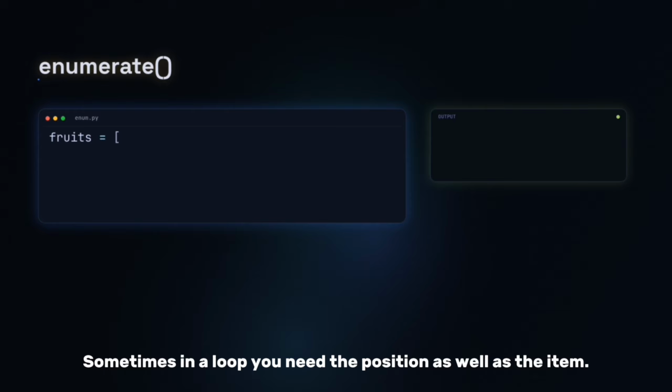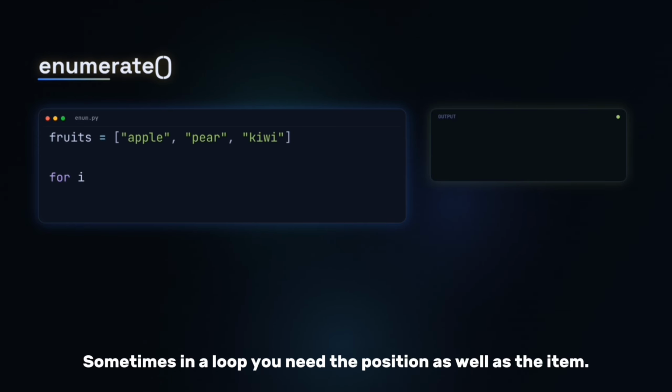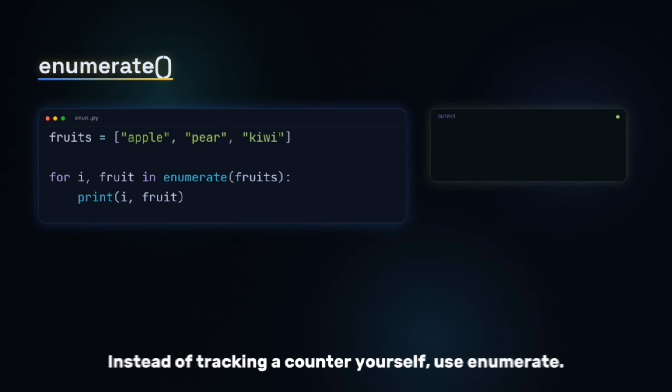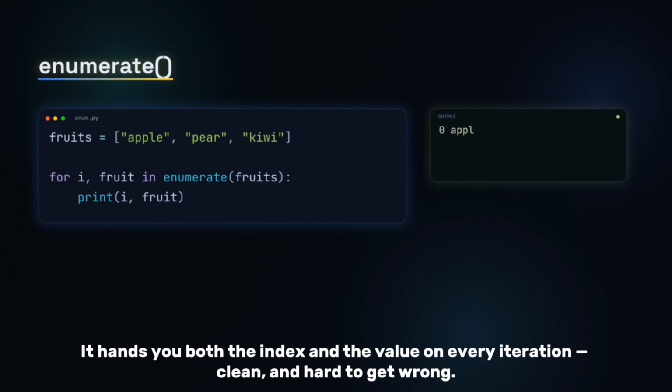Sometimes in a loop you need the position as well as the item. Instead of tracking a counter yourself, use enumerate. It hands you both the index and the value on every iteration. Clean and hard to get wrong.